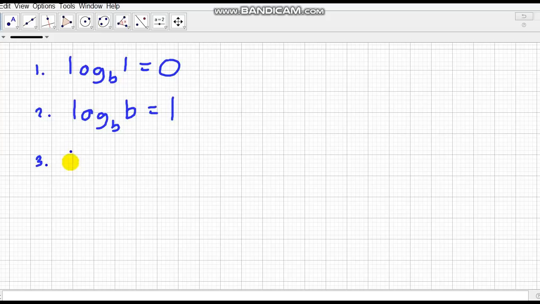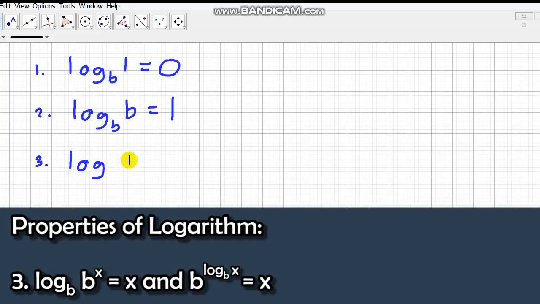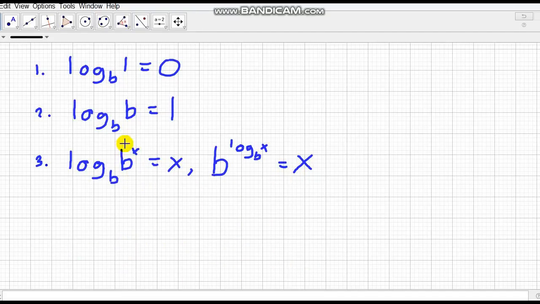For the third one, we have the logarithm of b raised to x to the base b is equal to x. In the same manner, b raised to the logarithm of x to the base b is equal to x. So if we have an argument raised to an exponent and the base of the argument is equal, then the exponent is the exponent of the argument.